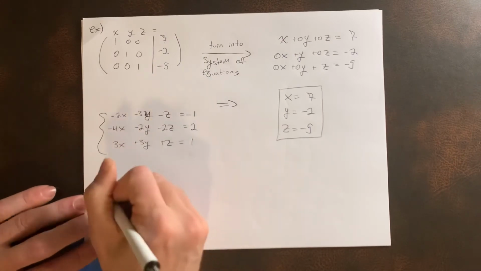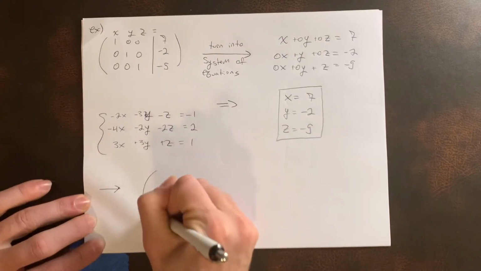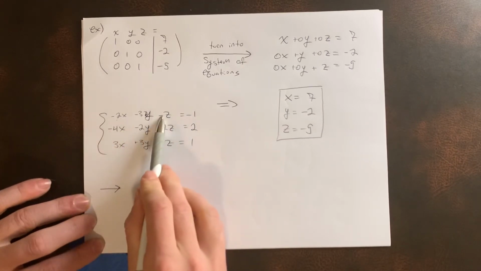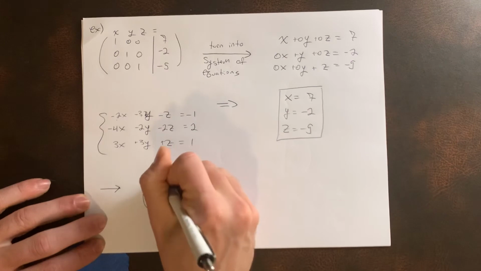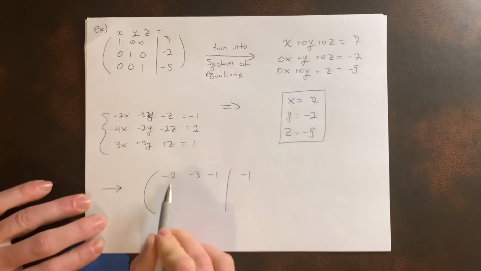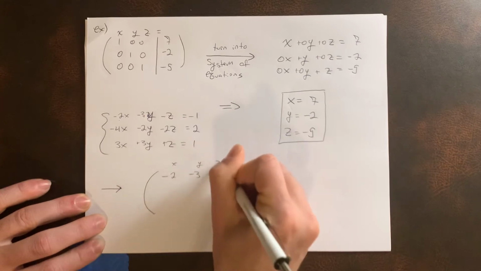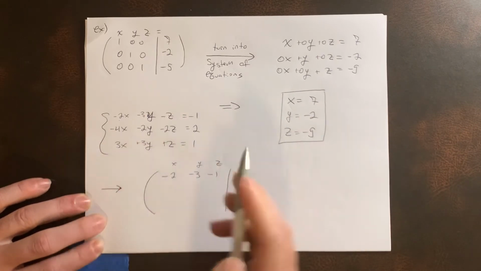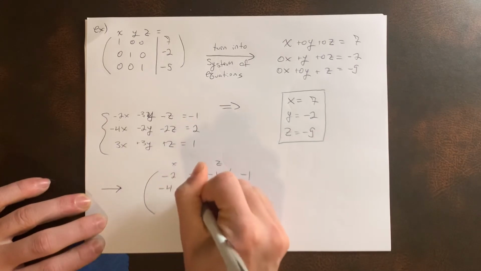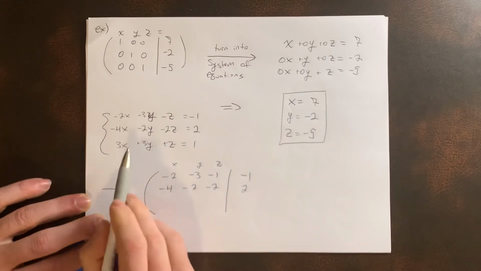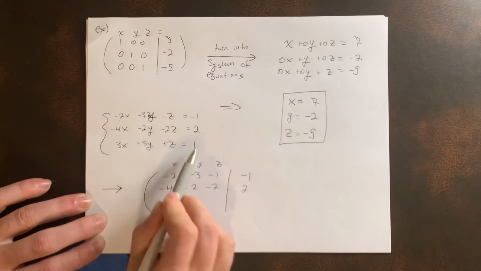So if we turn this one into a matrix, the top row is going to be -2, -3, -1, -1. You put the line here. So this is your x column, your y column, and your z column. Our second row is -4, -2, -2, positive 2. And then our last row is 3, 3, 1, 1.